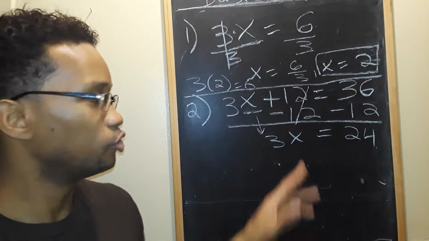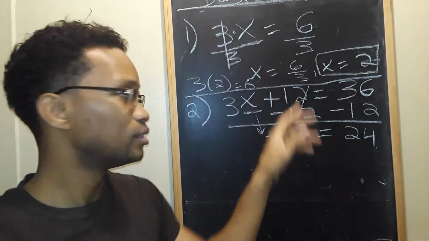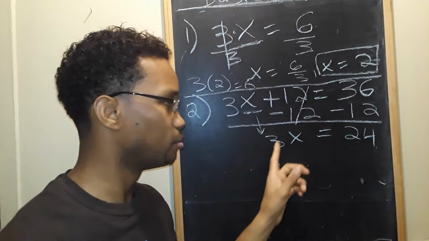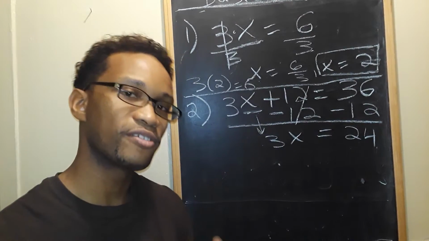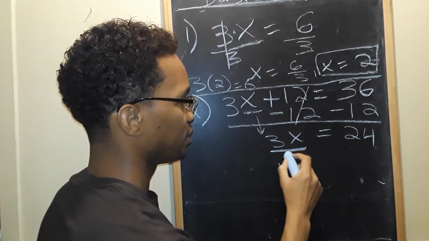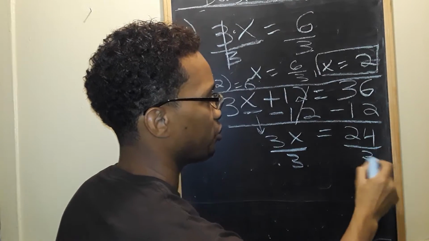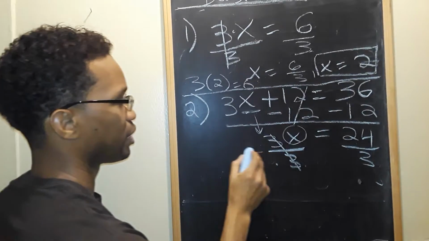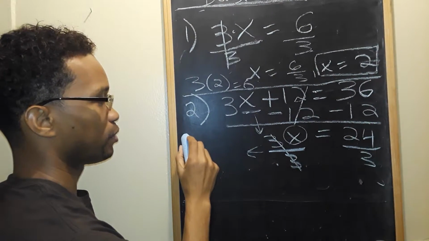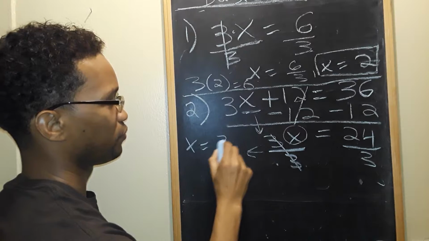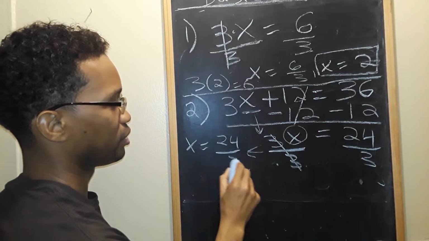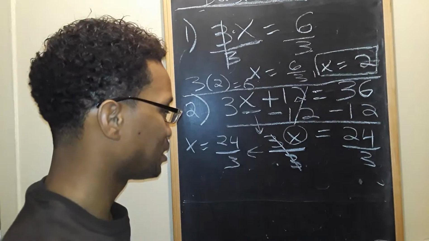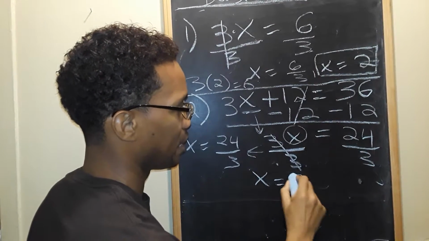So now you do what you did in the first problem. Since it's 3 times x equals 24, you multiply. The opposite of multiplication is division. So you have to divide both sides by 3 in order to leave the x alone. Okay? I'll bring this over here now. So x is equal to 24 divided by 3. And 24 divided by 3 is simply x equals 8.